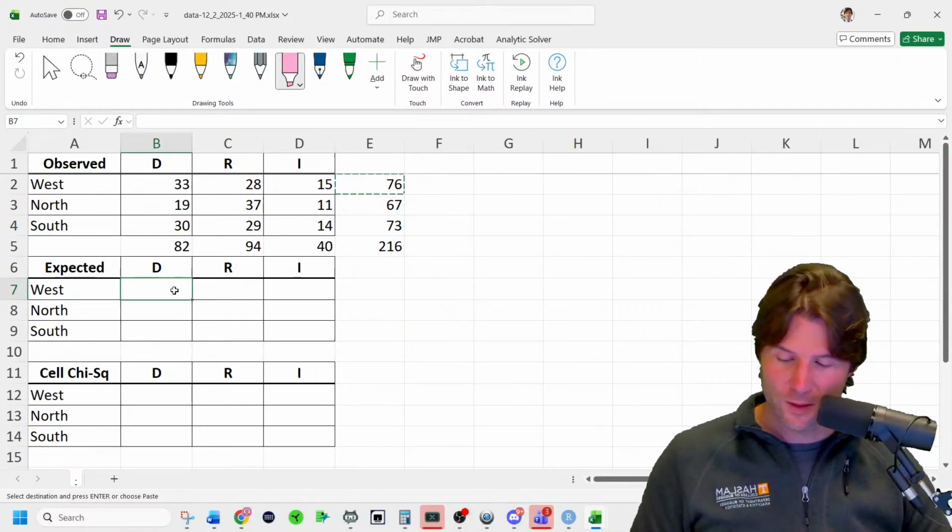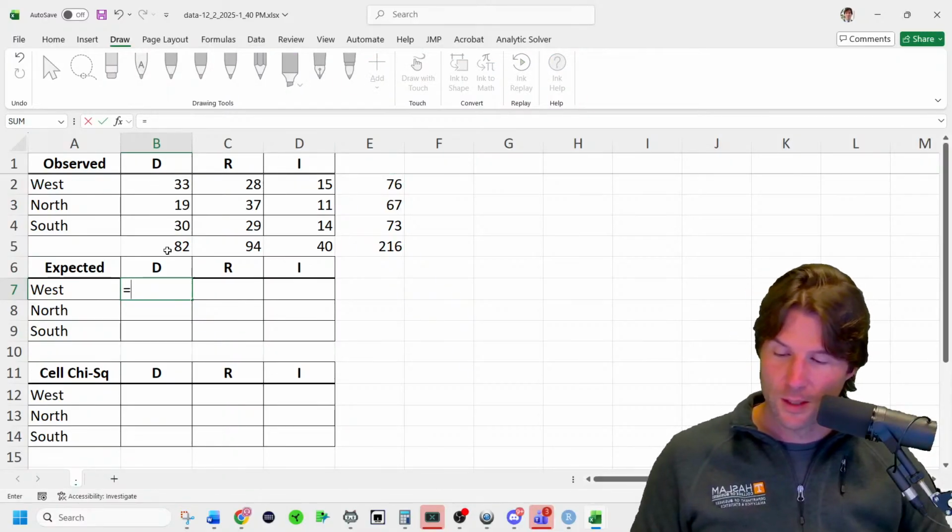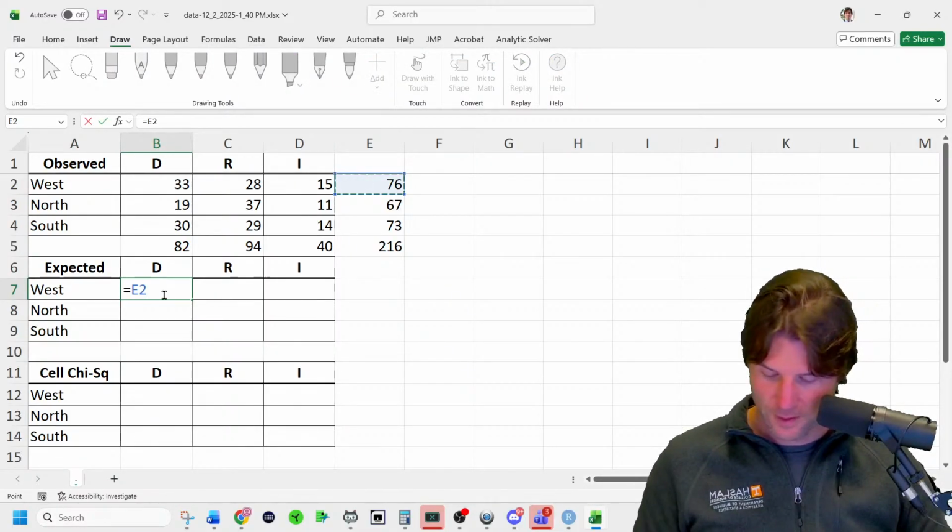Okay, so we have to go row total times column total over grand total. So this is the row total. This is the column total. This is the grand total.